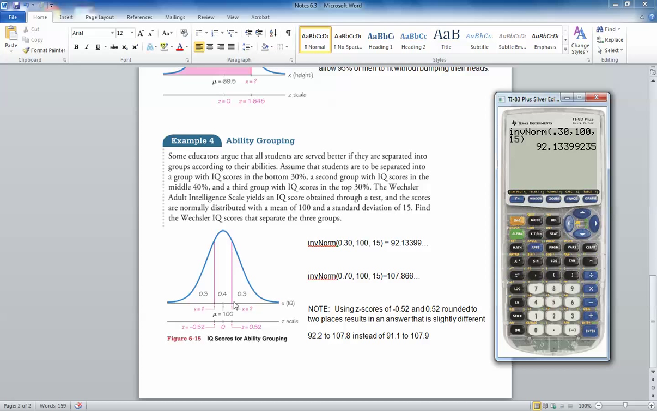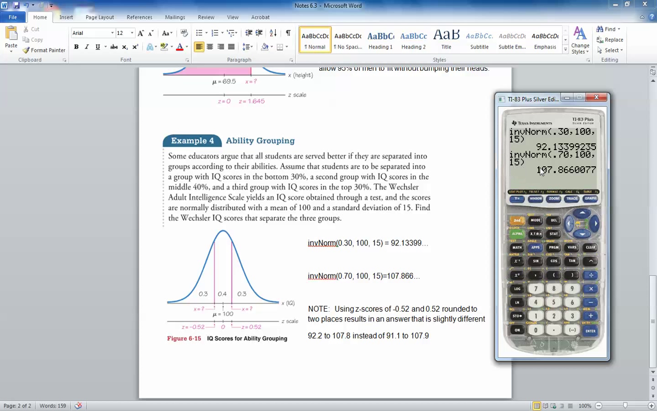And then we do the same thing for the next cutoff, except we have to again think about what's the area to the left. The total area to the left is 70%. So in this case we put in a 0.7 for 70%, mean of 100, standard deviation of 15, and then we get a cutoff of about 107.9.